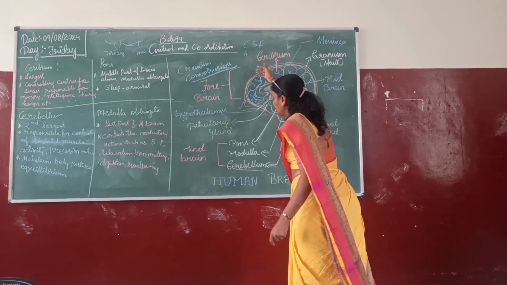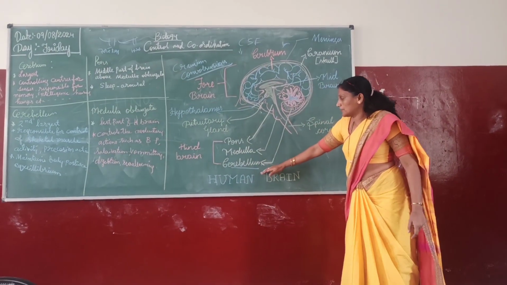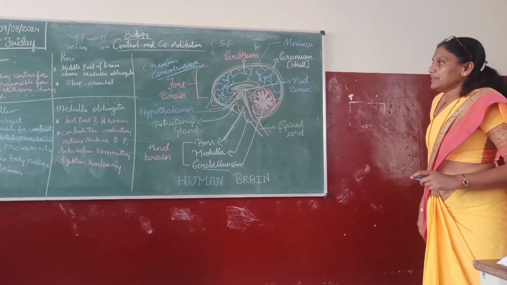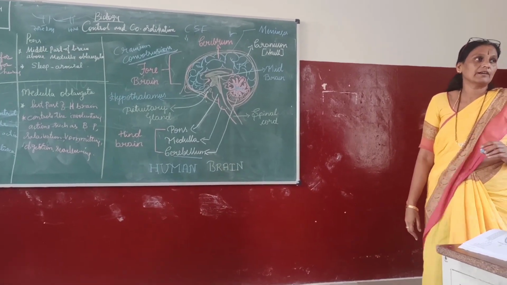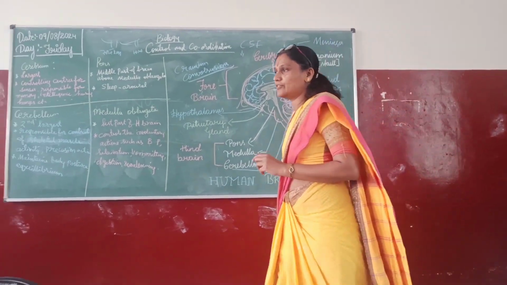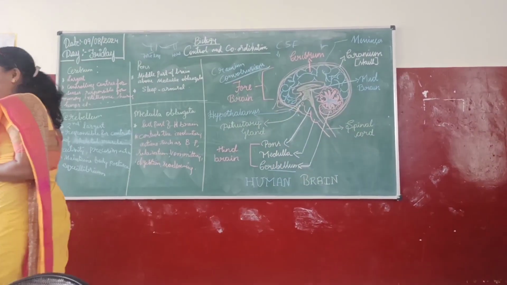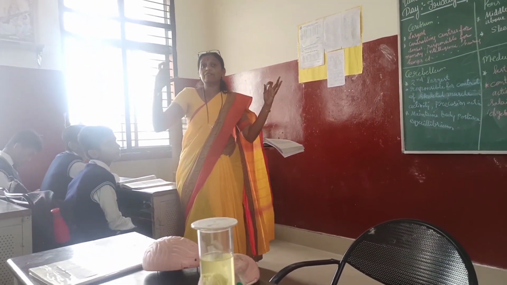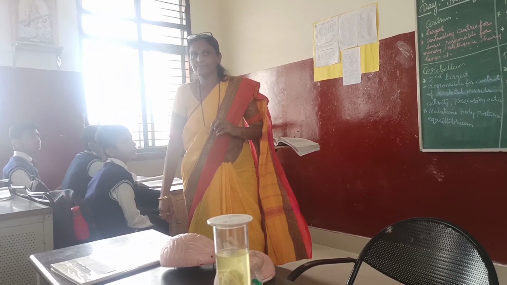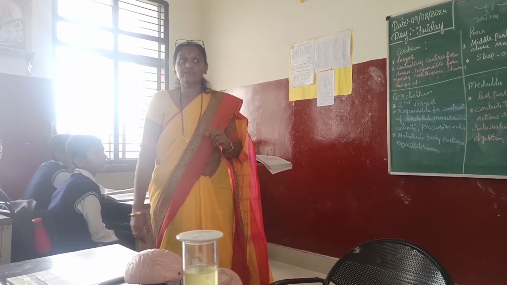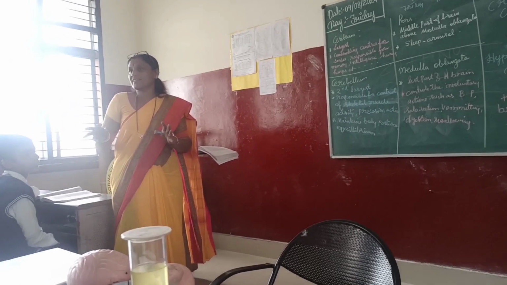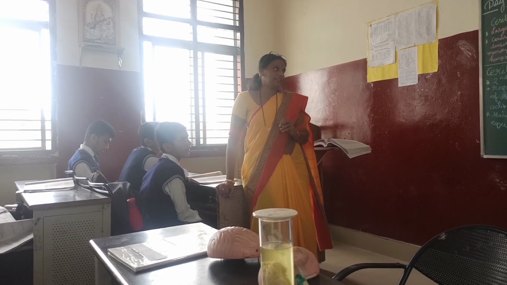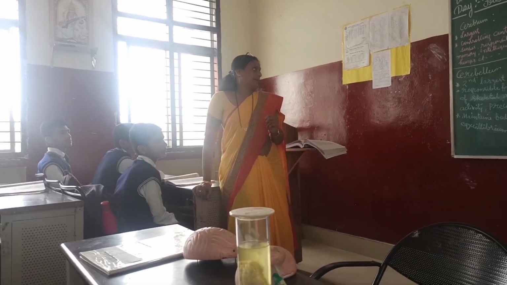Cerebrum, we have already finished. Now let us study the cerebellum. What is this cerebellum, children? Cerebellum is the second largest part of our brain. Which is the first part of our brain? Cerebrum. What does it have to increase the surface area? It has convolutions, and they increase the surface area of the forebrain or the brain, children.